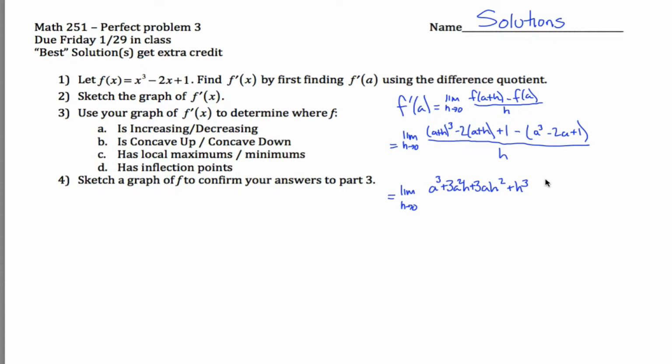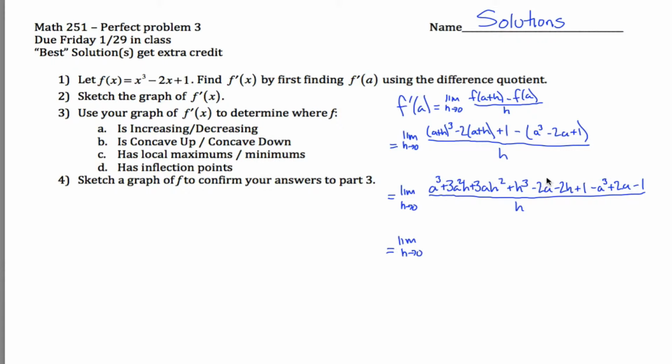And then you want to subtract 2 times a plus h. So I got minus 2a minus 2h. Essentially, I'm taking this negative 2 and distributing it through the parentheses. And then plus 1. And then over here, I'm going to distribute the negative through the parentheses to get negative a cubed plus 2a minus 1. And that entire mess gets divided by h. And that's about as bad as things get. Actually, things turn out pretty nicely here.